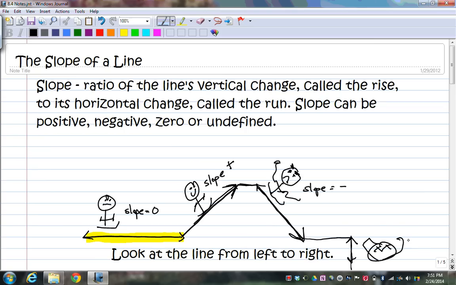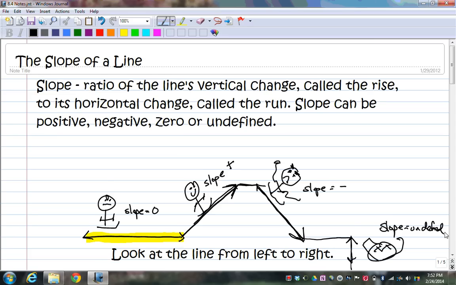When you have a vertical line, your slope is undefined. That's how you remember it's positive, negative, 0, or undefined. Horizontal is 0. There's no expression on my face. Going up the hill, I'm excited. It's positive. Everything's great. Going down the hill, I can't ski. I'm negative. And then I fall off the cliff, which is vertical, and that is undefined. We don't talk about that part. All right. That's how you remember positive, 0, negative, undefined.